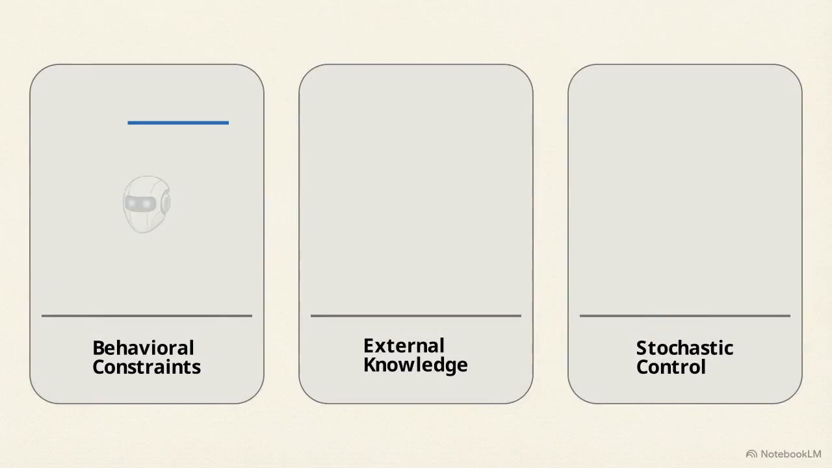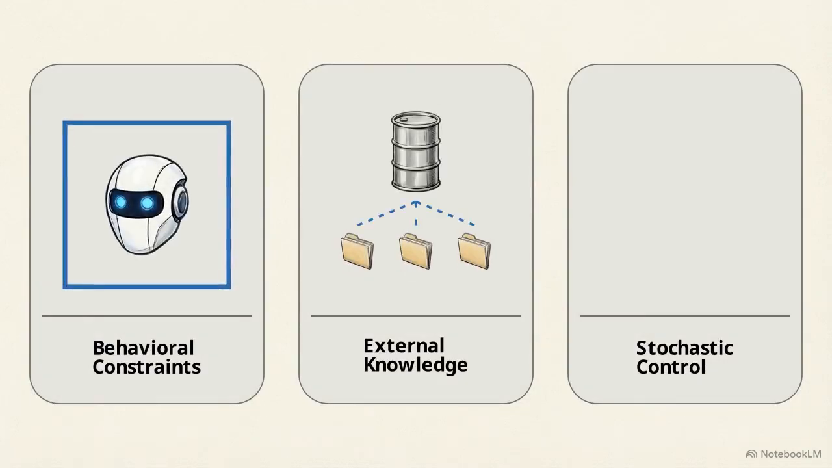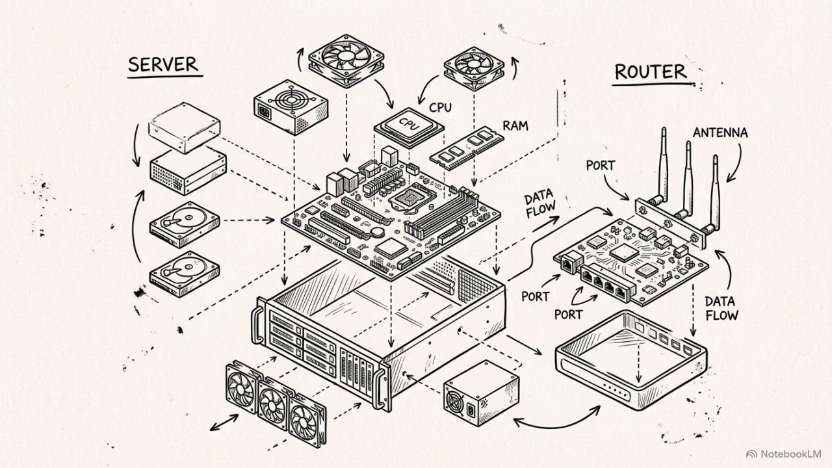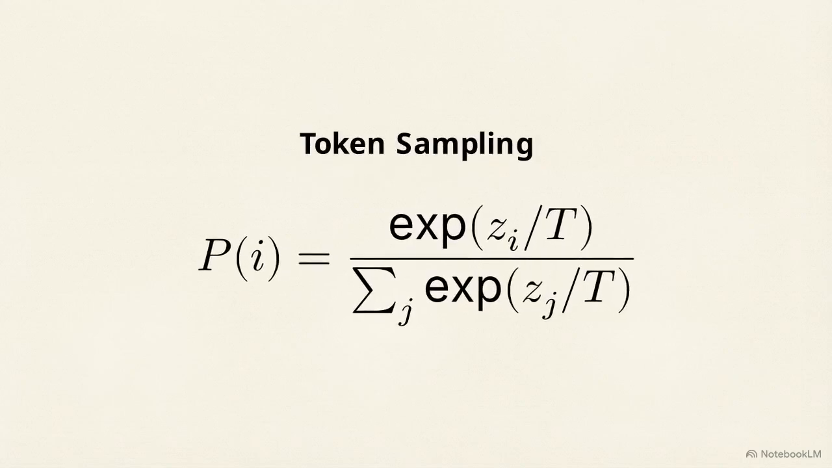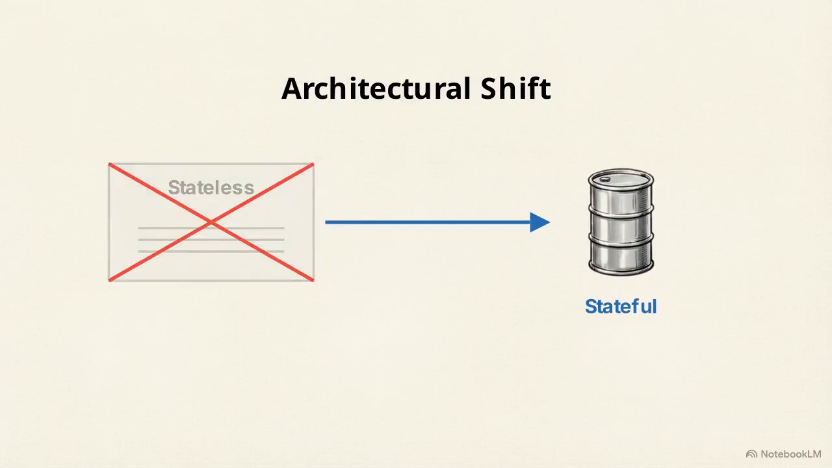It defines the system's behavioral constraints, sets the precise boundaries of its external knowledge, and controls the stochasticity, or mathematical randomness, of its generated output. To understand how this data structure controls the AI, we must deconstruct the request and response frameworks, map the mathematical formulas that govern token sampling, and examine the recent architectural shift to stateful APIs.